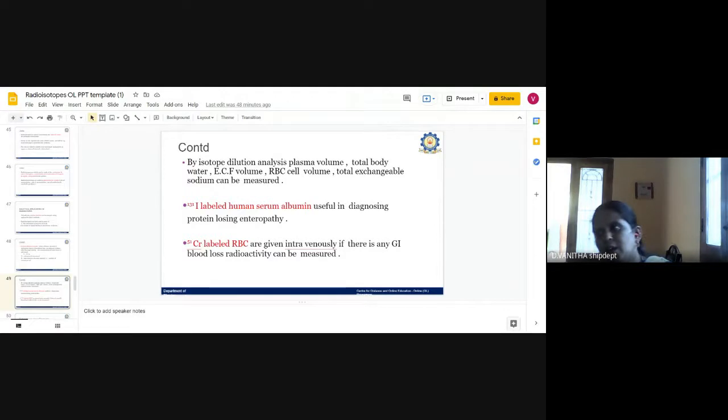By using isotope dilution analysis, plasma volume, extracellular fluid volume and red blood cell volume can be measured. These can be done using the isotope dilution method, and total exchangeable sodium can be measured. Then iodine-131 is used to label human serum albumin. This is useful for the diagnosis of protein disorders.